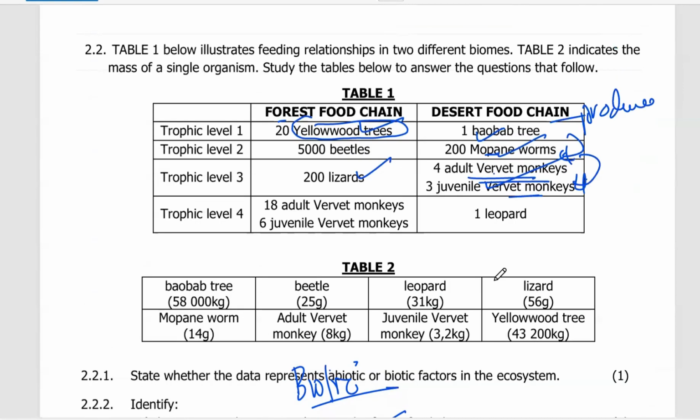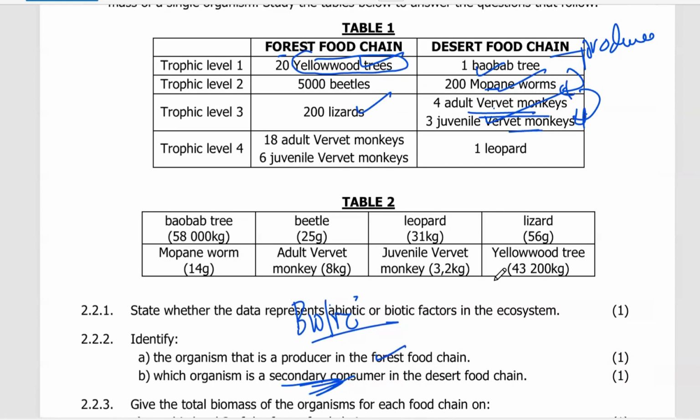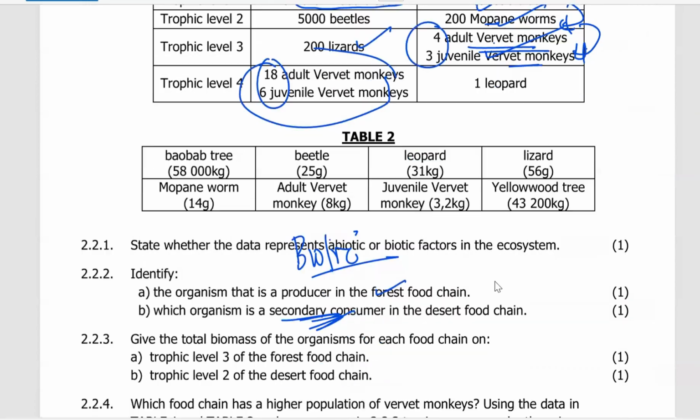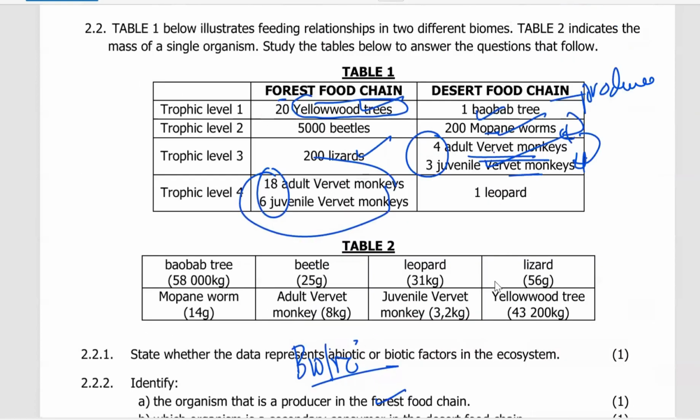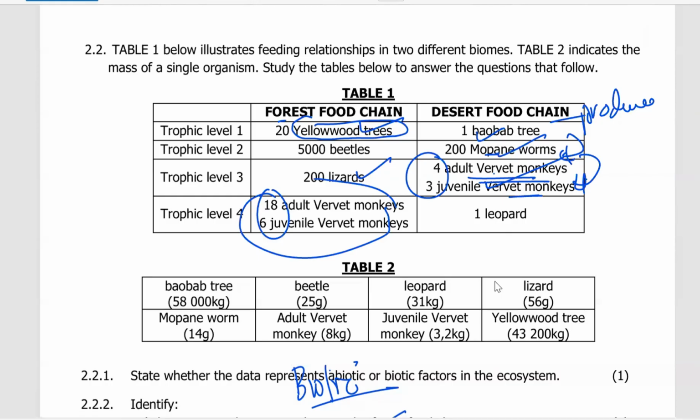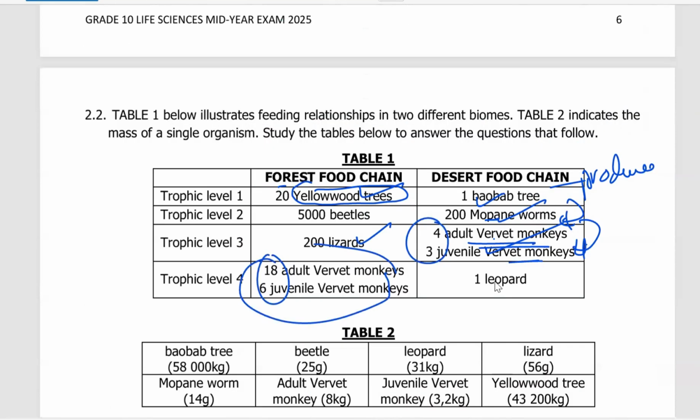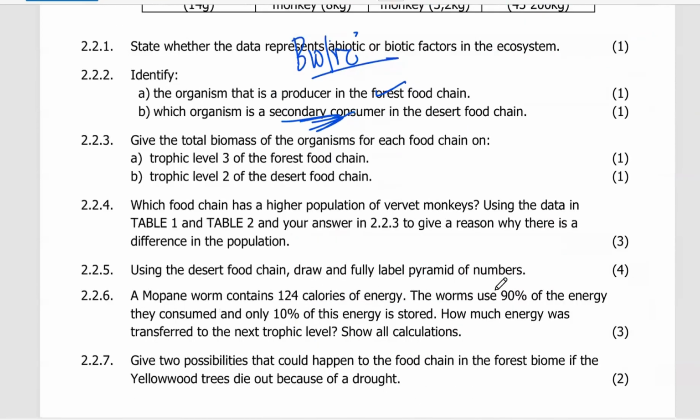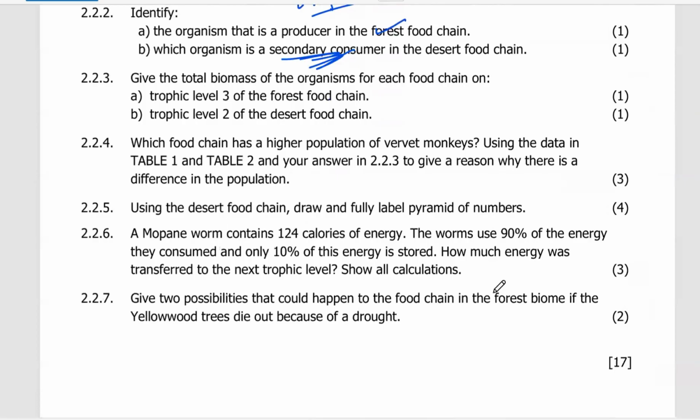Okay, now we have to come back here. Here we see that it is these ones, because these ones are more than these ones. So what are they saying? So now it means that the answer is the one for the forest food chain. They are saying to give a reason for your answer.